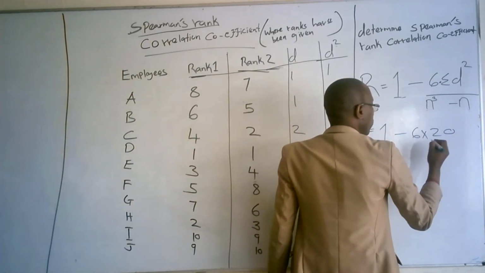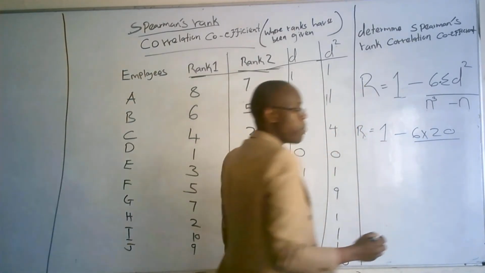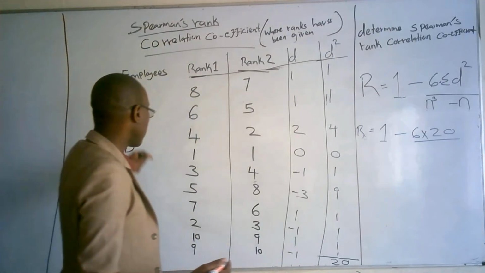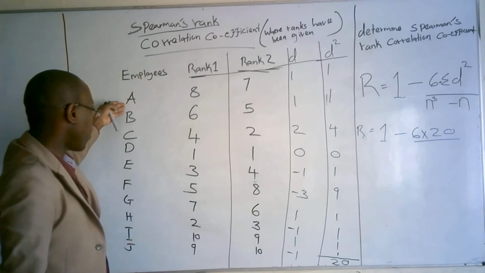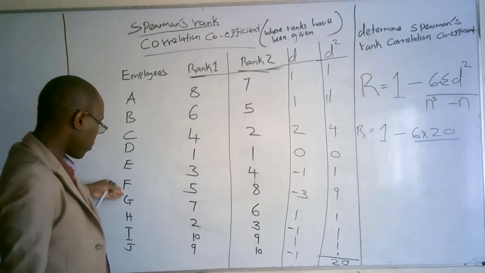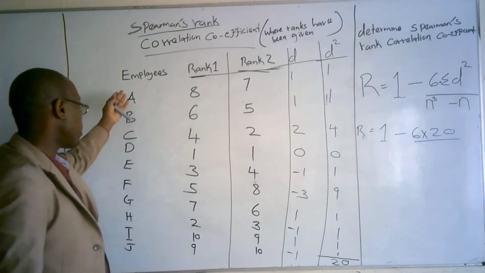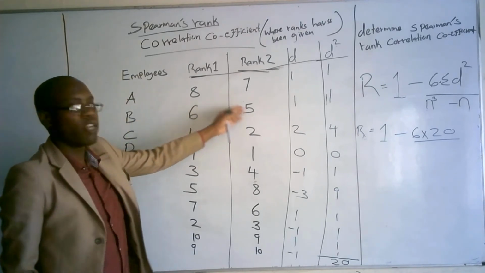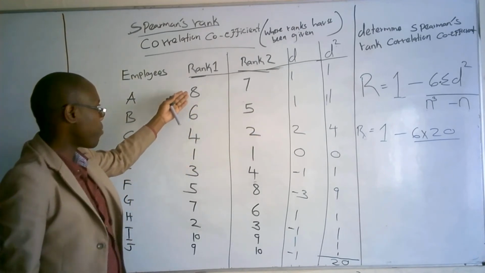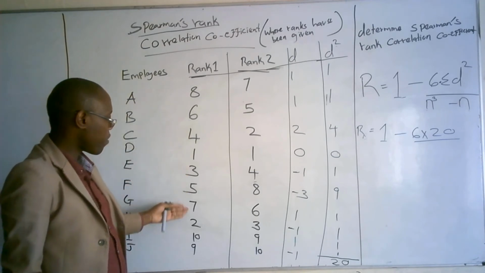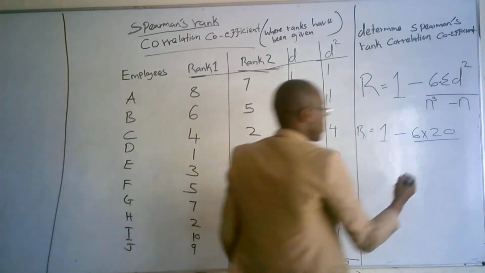So it's going to be this 20 over n cubed. N cubed, remember we said n is the sample size, and the sample size is just counting the number of employees that we have here, which is 1, 2, 3, 4, 5, 6, 7, 8, 9, 10. So that is 10. Sometimes they may not give you the employees, they can just go direct and give you the ranks. So you count the ranks, and even if you count them, it's going to be 1, 2, 3, 4, 5, 6, 7, 8, 9, 10. So that's how you get the sample size, and in this case, the sample size is 10.